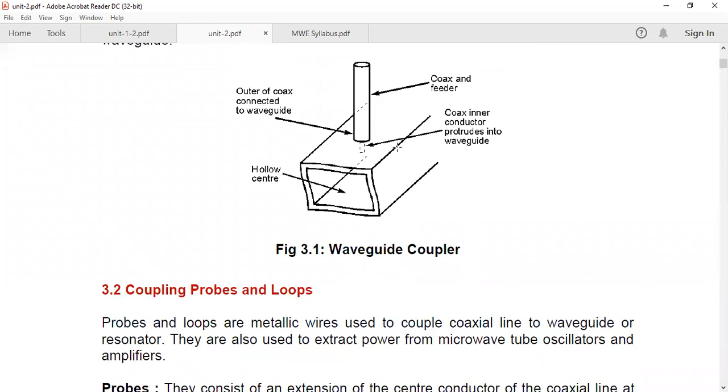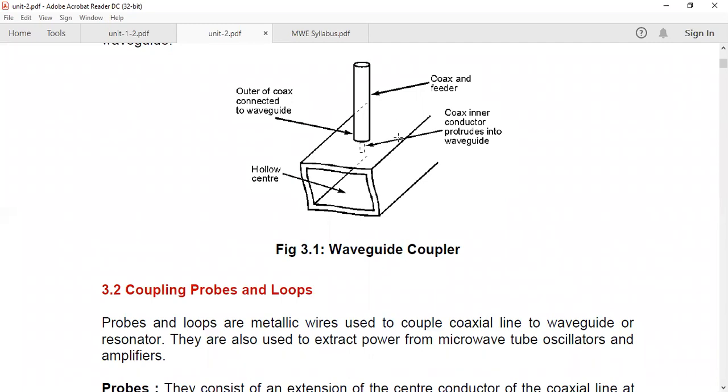Now see here the diagram. This is the probe. This is the coaxial feeder they are using to give the input. In the coaxial feeder we have an outer conductor and an inner conductor. This is the broader dimension of our waveguide. The inner conductor goes inside the waveguide, into the free space. Here the hole is there in the center. This inner conductor is inserted into the hole. The outer conductor is connected with the outer conductor of our rectangular waveguide.